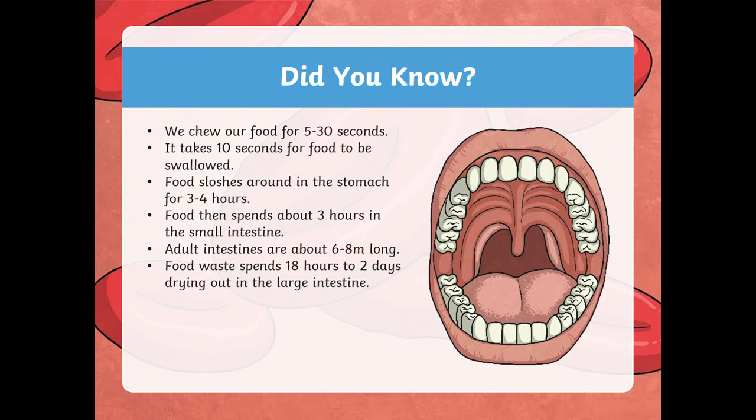So food waste, depending on how long it takes to process, spends between 18 hours to 2 days drying out in the lower intestine. It's a much slower process than nutrient removal through the small intestine.